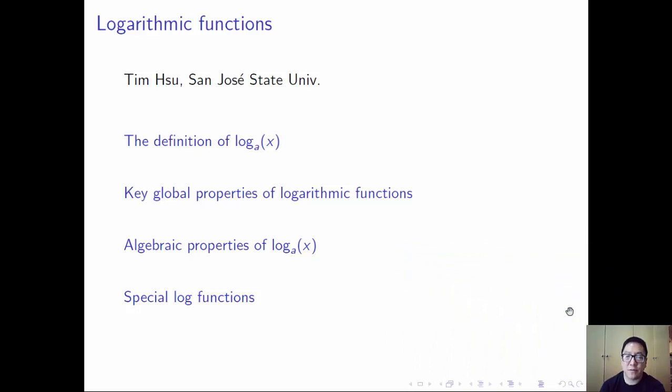I'm here today to talk about logarithmic functions. So we'll start by talking about the definition of the log of x to the base a. We'll look at certain key global properties of logarithm functions. We'll look at algebraic properties of the log of x to the base a. And we'll finish by looking at a few special log functions of particular use.